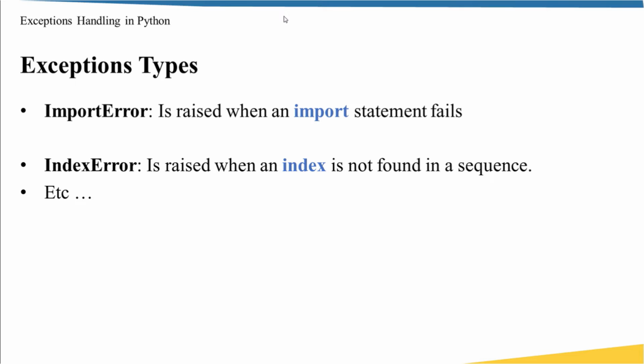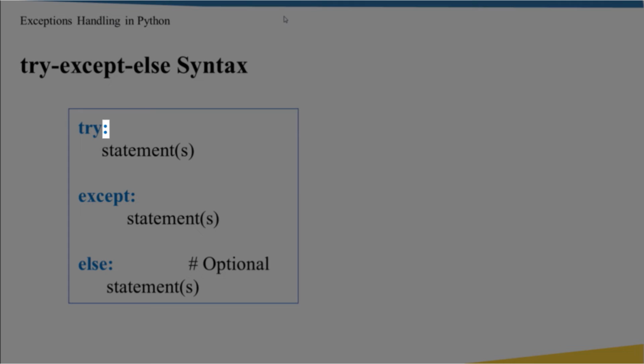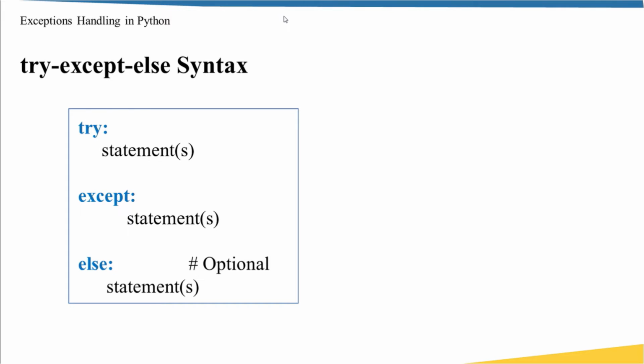Now the question is how we can handle the exception. In other words, how we can catch the exception in order to handle it. In order to do that, you have to use the try except statement. As you note here, I say try, except, else, and after try, except, else there is a colon, and it's quite important, otherwise you will get a syntax error.